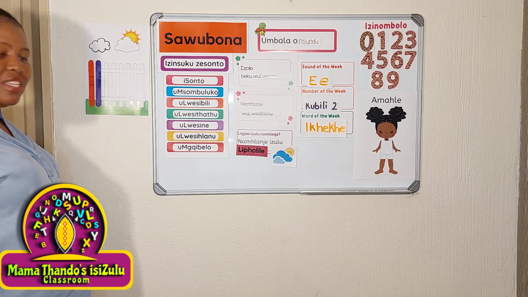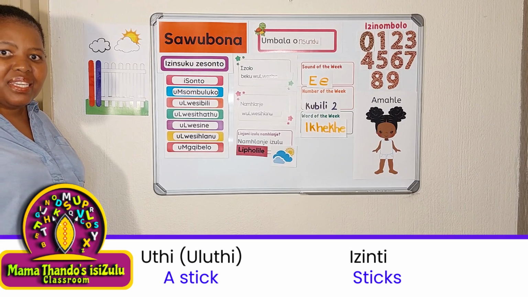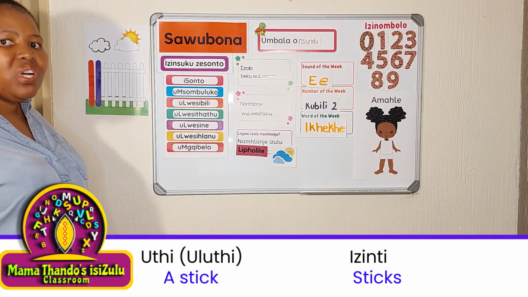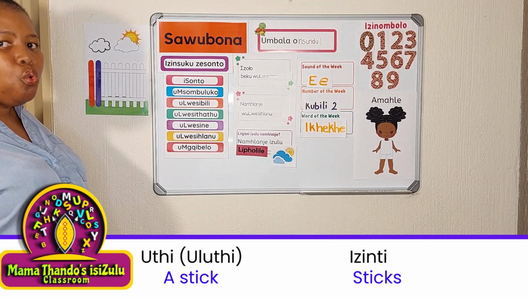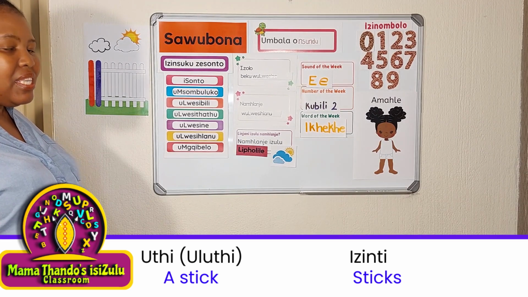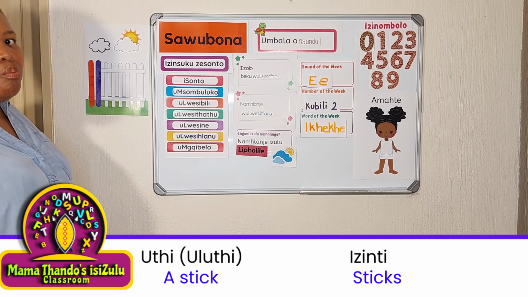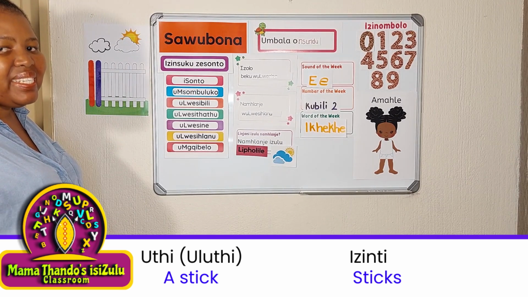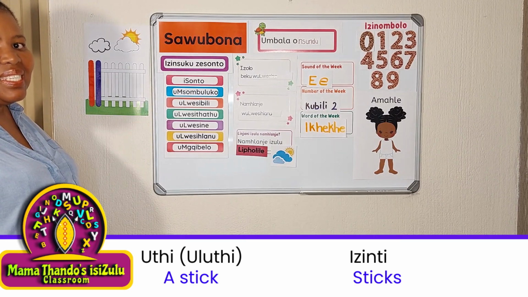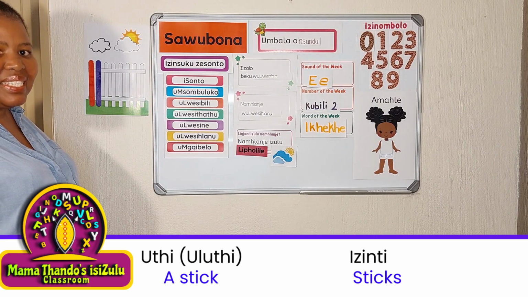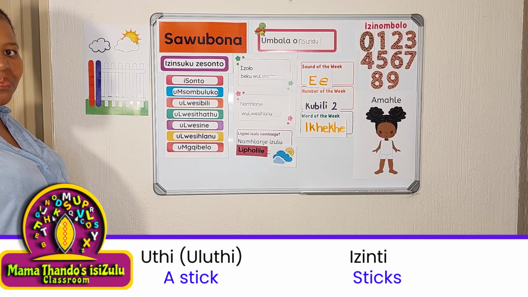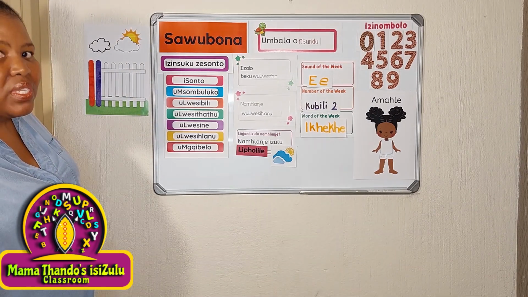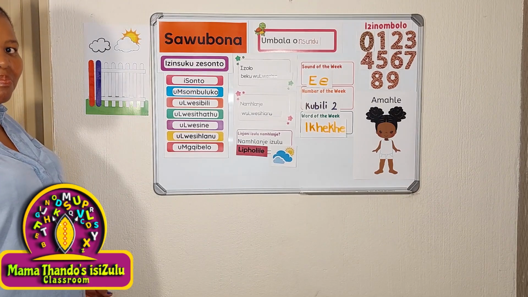Look at that. Sticks. In isiZulu, 1 stick is uthi. That's 1 stick. But more than 1 stick, izinti. Izinti. Now, will you count these sticks with me?